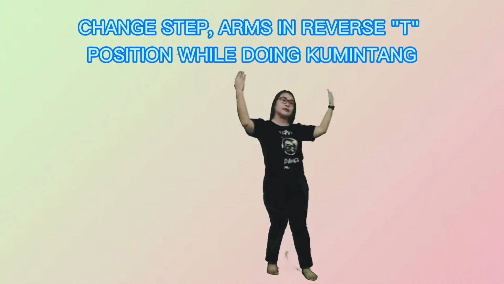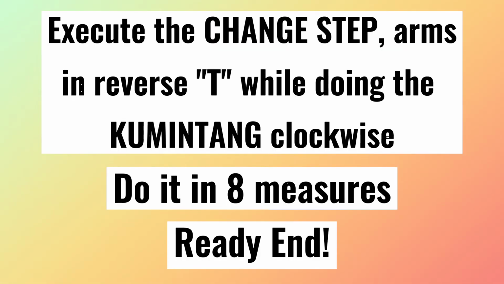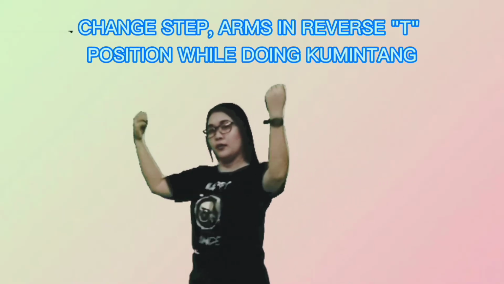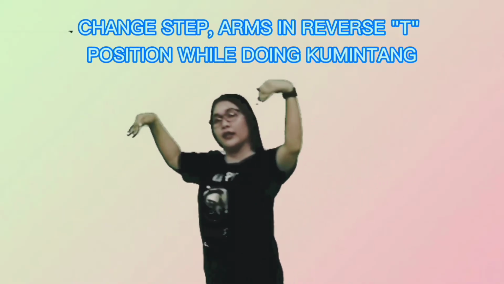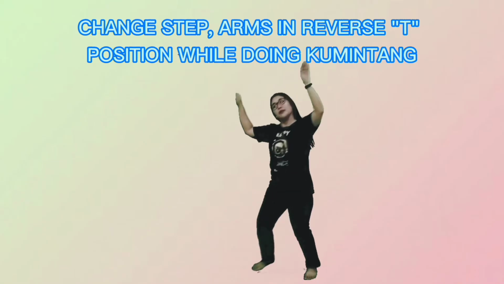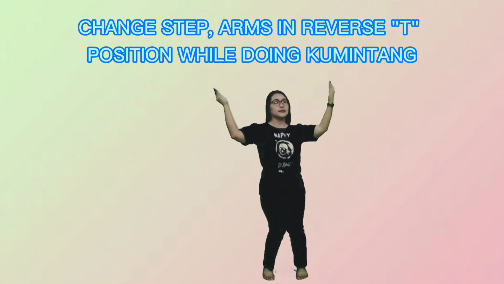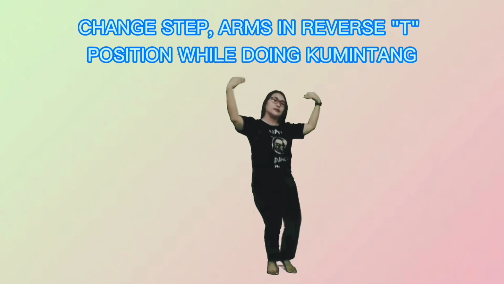1 and 2. Execute the change step, arms in reverse T while doing the kumintang clockwise. Do it in 8 measures. Ready? And 1 and 2, 1 and 2, 1 and 2, 1 and 2.